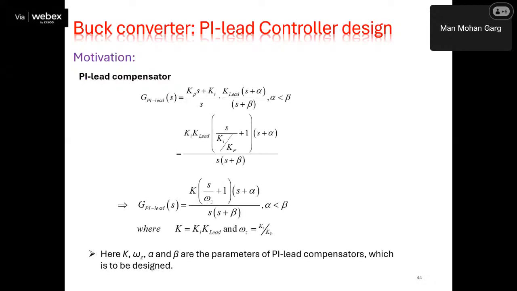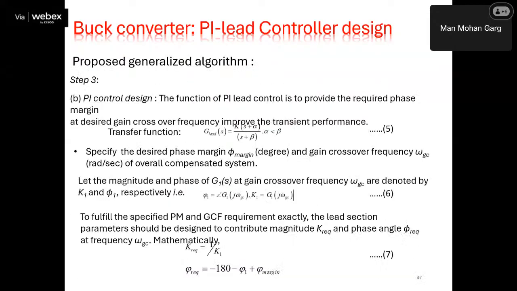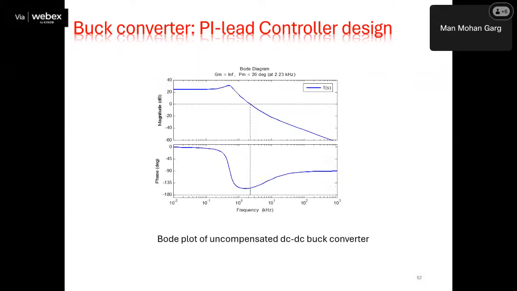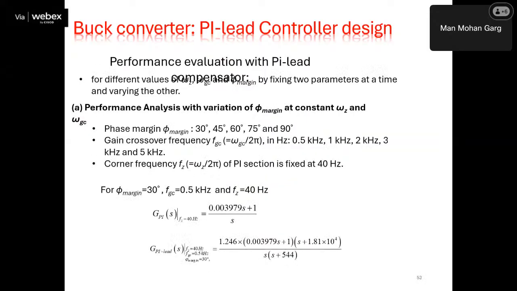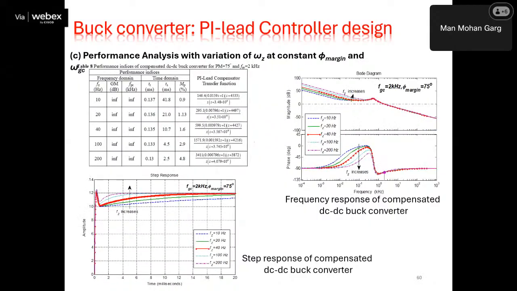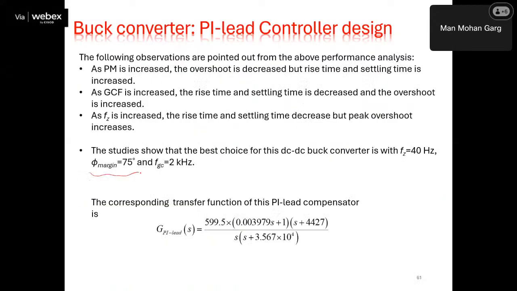What this PI lead controller basically does is it increases the gain crossover frequency while introducing a slope in the DC region. So this is the PI part and this is the lead part. We combine these two and we get a new controller, that is the PI lead controller. So we set these values, and what we observe here is our uncompensated system having 26-degree phase margin. So we design this PI lead controller to obtain a phase margin of 75-degree and crossover frequency of 2 kilohertz.